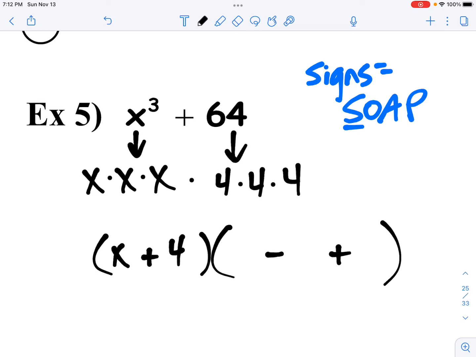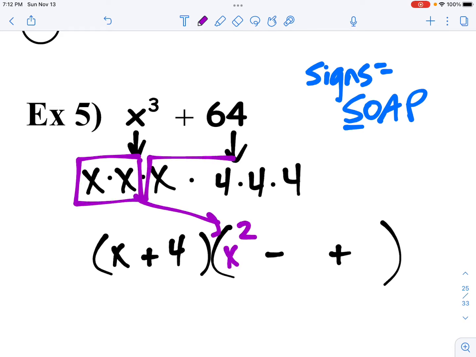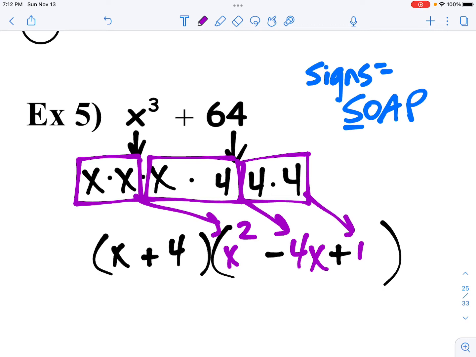Okay. And now here's what we're going to do. This is the cool part. Now I'm going to buddy these up. x times x goes here. x times 4, I'll write it as 4x, goes next. And 4 times 4 goes here, which is 16. And that is my final answer.